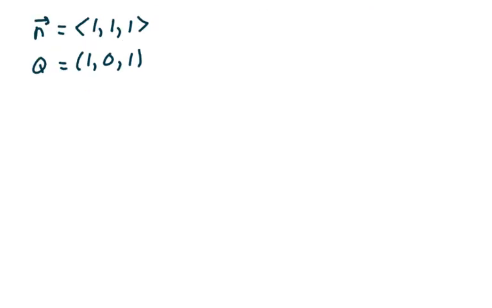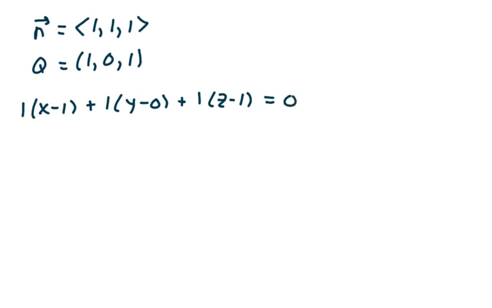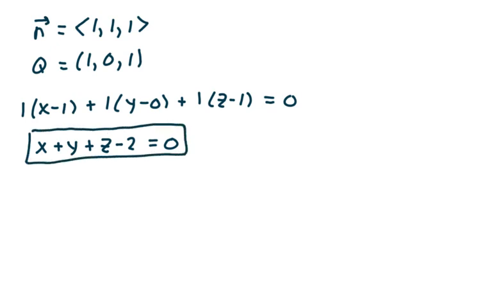So, in other words, I'm going to take 1 times (x minus 1) plus 1 times (y minus 0) plus 1 times (z minus 1) and set it equal to 0. And when I simplify, you might notice that I'll get x plus y plus z minus 2 equals 0. And I got the exact same equation. And I claim if I use R, it will also work as well. And that's how we do problem number 31.